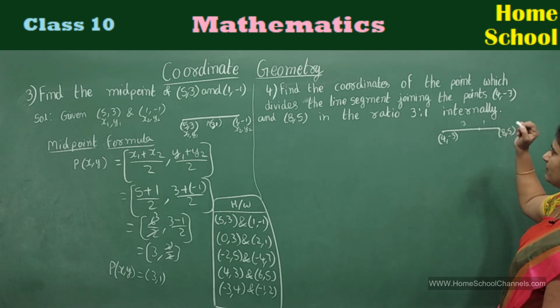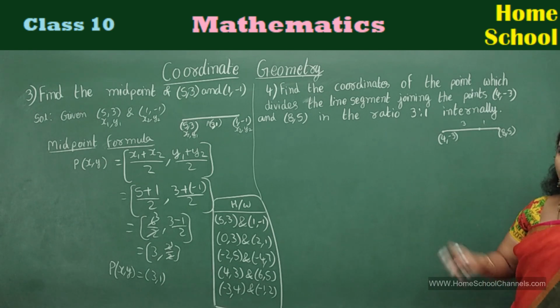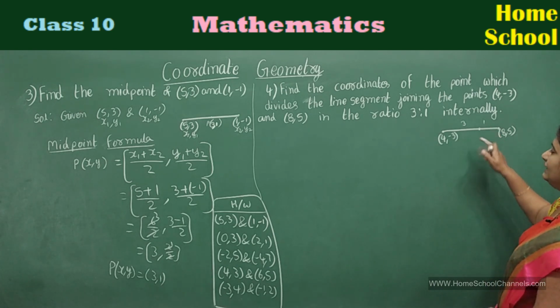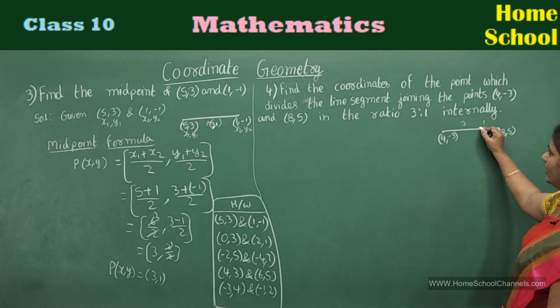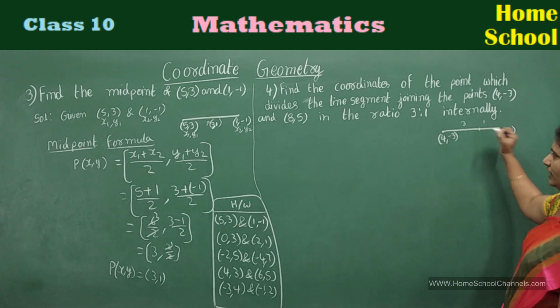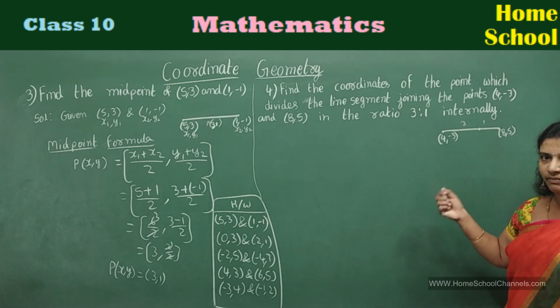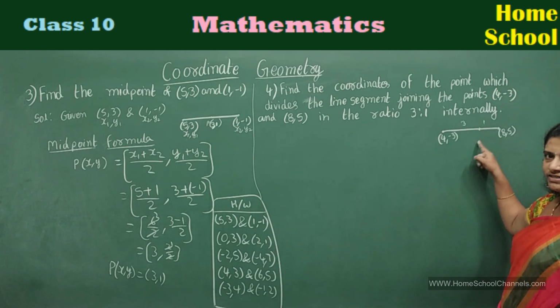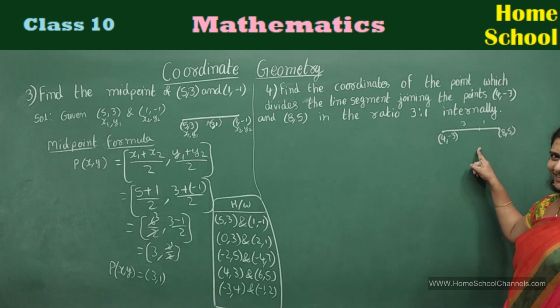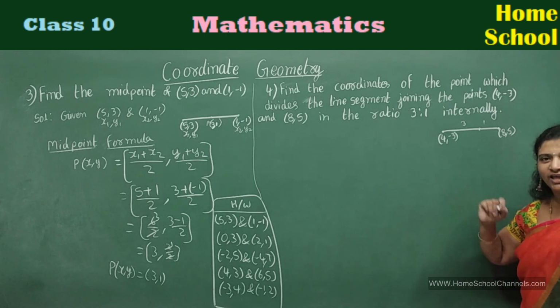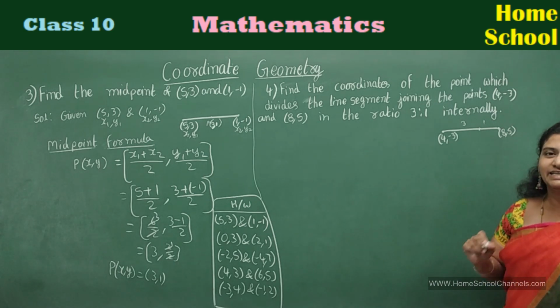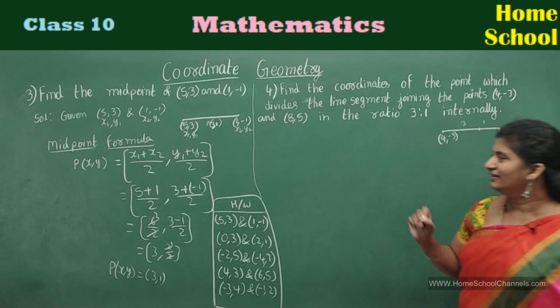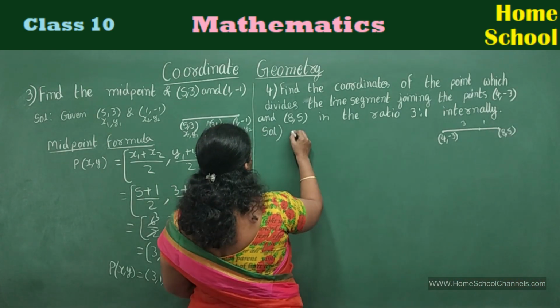Observe here. This line segment is divided in the ratio 3:1 internally. What you are going to find? You are going to find a point where this line segment is divided in the ratio 3:1. What is this coordinate? Right? What formula you are going to apply here? Section formula. Let's start the solution.